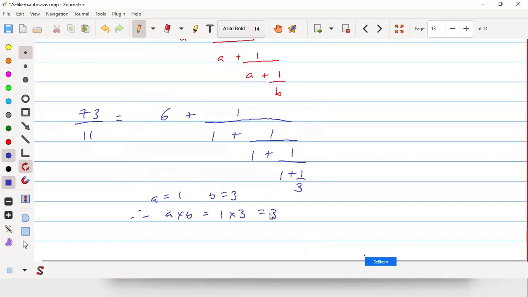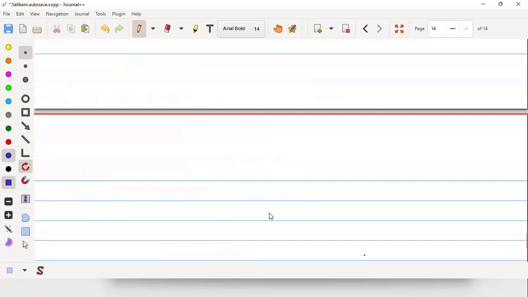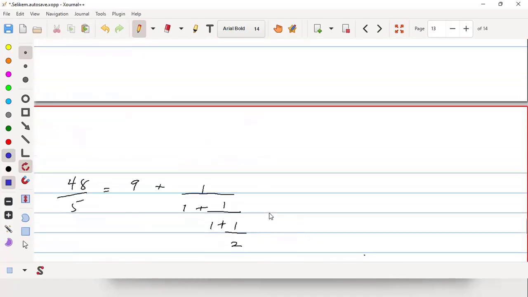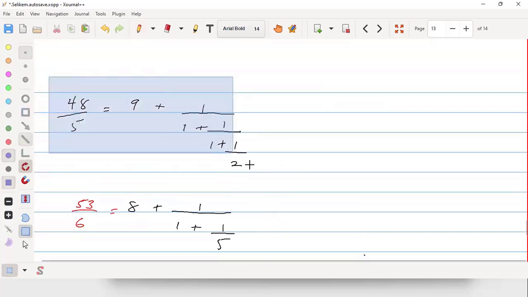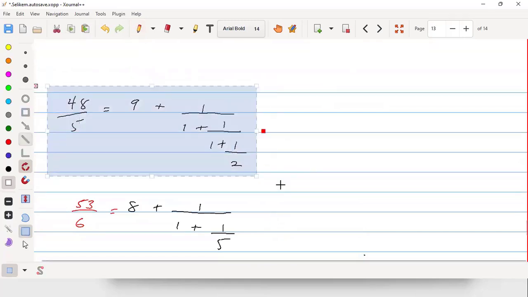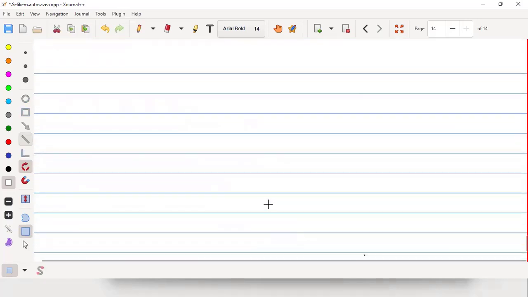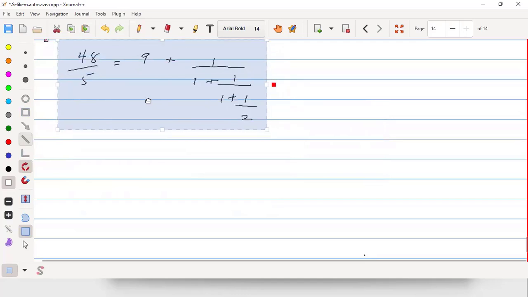Okay, so the answer was 3. So with a nested fraction going backwards, it's just a matter of knowing how to deal with mixed fractions. So I'm going to take a question we've already solved so that at least we know the answer to the question. The fraction that gave us the nested fraction was 48 over 5. So we're going to do the reverse of it. So we're going to change the nested fraction into a normal fraction, okay?